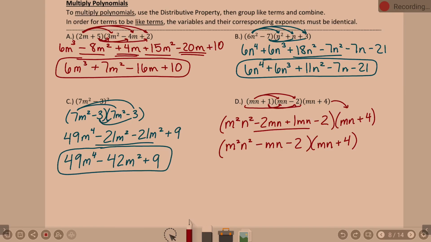Multiply again. Depending on how your brain works, take everything in the first parenthesis, multiply it by everything in the second parenthesis. If you'd prefer to, you can go backwards here. You can do this mn times each of the 3 things in the first parenthesis, and then the 4 times each of the 3 things in the first parenthesis. To be honest, that's what I tend to do, but the other option is distribute here. M squared n squared times mn becomes what? M cubed n cubed?